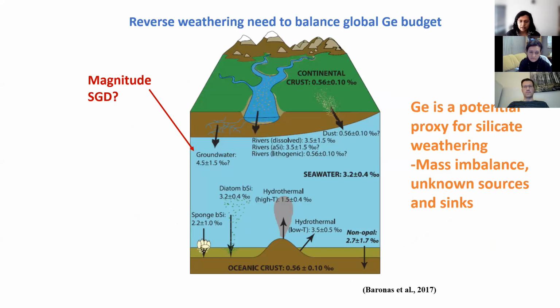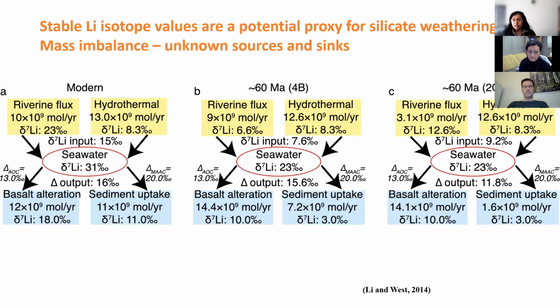This has major implications for other budgets that are associated with silicate minerals like germanium. Germanium is being vetted as a potential proxy for silicate weathering. However, there's a big mass imbalance in the use of its isotopes, and we just don't know where the sinks are. Similarly with lithium, there are efforts to use these records to project how warm the Earth was 60 million years ago.